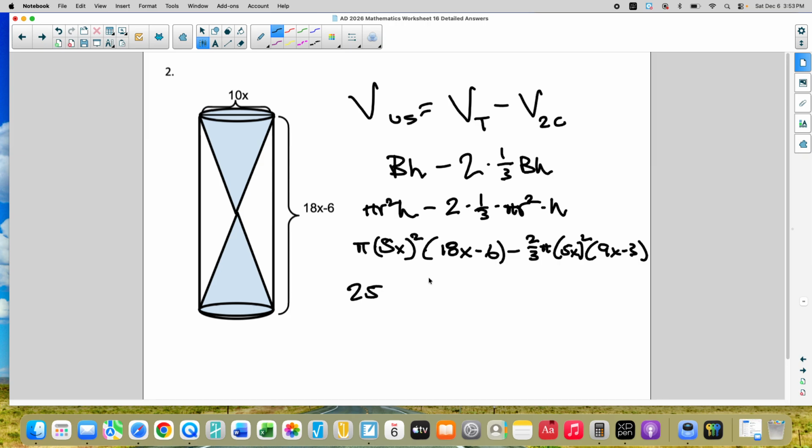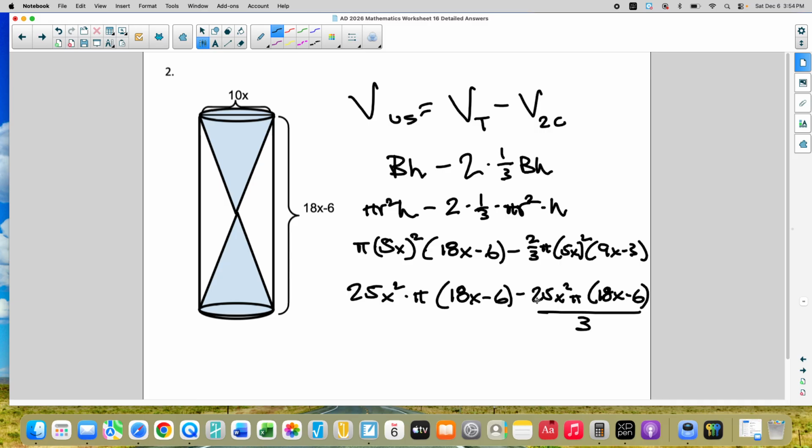25x squared pi times 18x minus 6 minus, we're going to double that. So we're going to have 25x squared pi times, that ends up being 18x minus 6. Is that going to be, no. Where am I missing? 25x squared pi. Oh, the dividing by 3. Divided by 3. So, yeah.